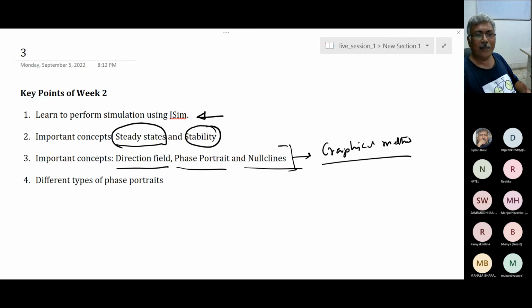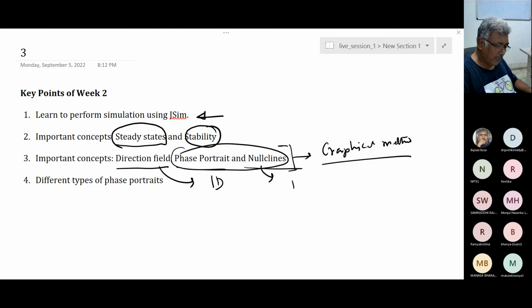And that's where mathematicians developed the techniques of graphical method, where direction field is used for one-dimensional system. That means you have only one dependent variable, whereas the phase portrait and nullclines are used for dimensions greater than one. Two-dimensional system, two variables, x and y, both depending upon time, or x, y, z, something like that, right? Or more than three. So when you have more than one dependent variable in your model, we use phase portrait and nullclines based analysis.